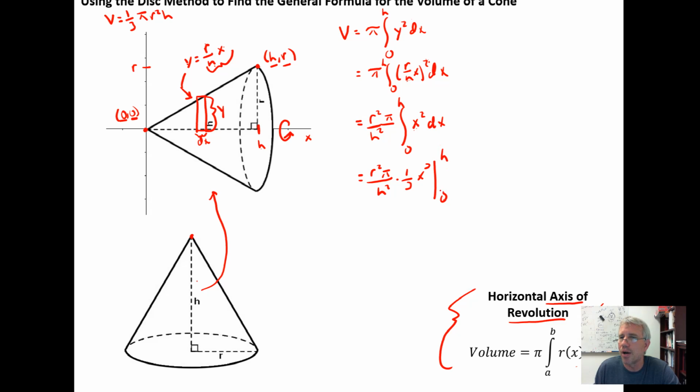When I plug in the lower bound of integration, it would zero out the x, so I only need to plug in the upper bound of integration, the h. So I wind up with r squared pi over h squared times 1/3 h cubed. And h squared will go into h cubed h times. So what am I left with? I'm left with the 1/3 right here. I'm left with the pi r squared. 1/3 pi r squared times the h that's left there. And there's the classic formula for the volume of a cone that you learned in geometry.